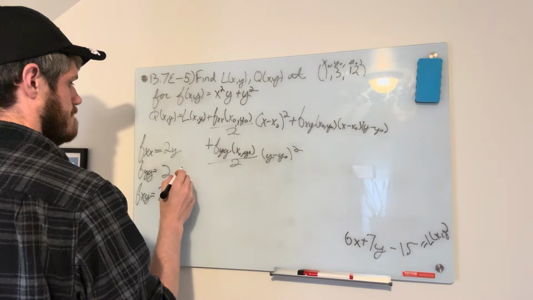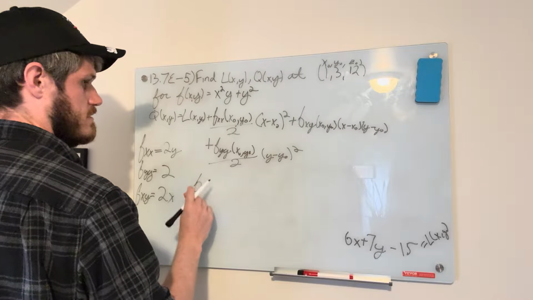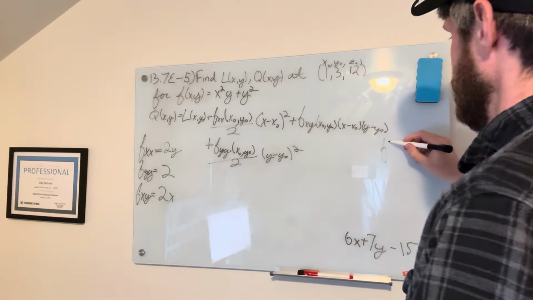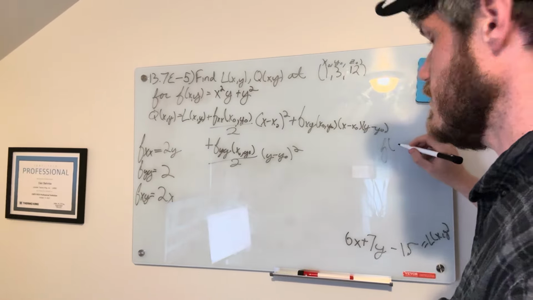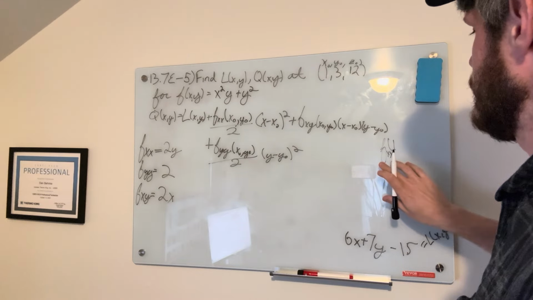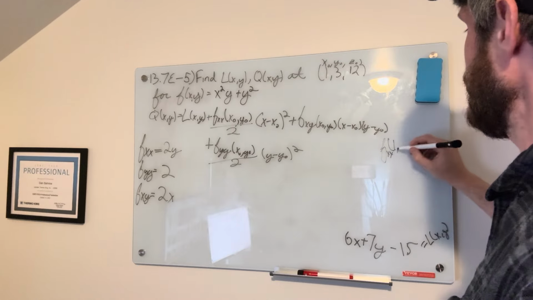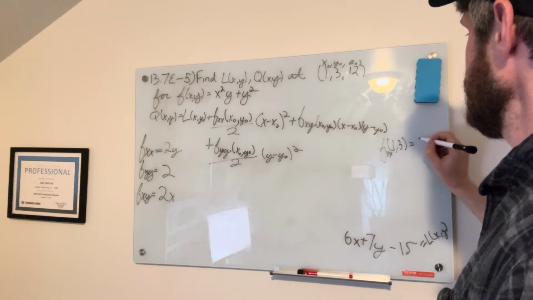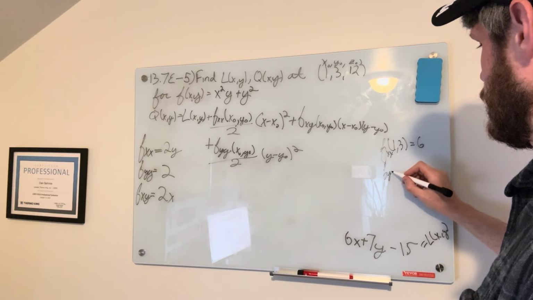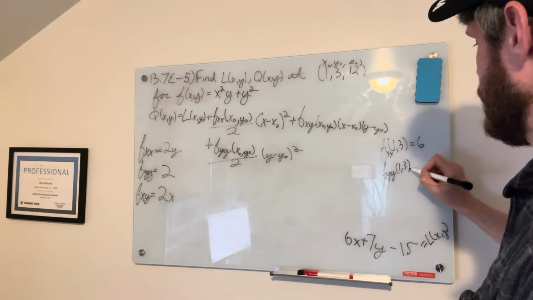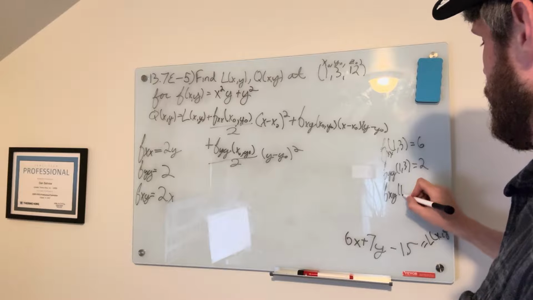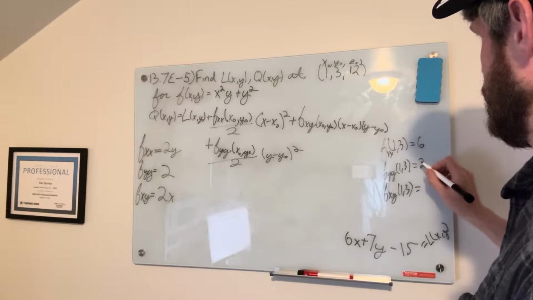So I'll write it all out. Maybe I'll write it out somewhere over here, so we can keep it on screen. So our second partial with respect to x, evaluated at our point 1, 3, is equal to 6, yeah? And then the second with respect to y evaluated at 1, 3 is a constant. And then that mixed one evaluated at 1, 3 is just 2 again.